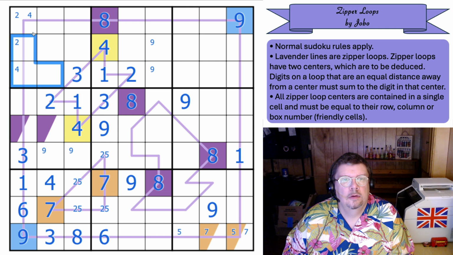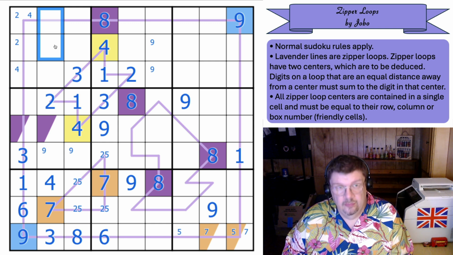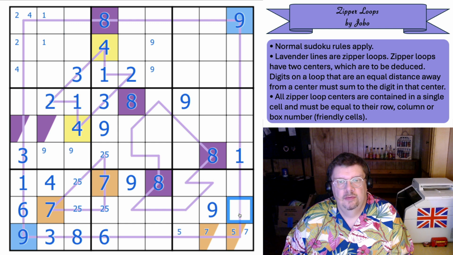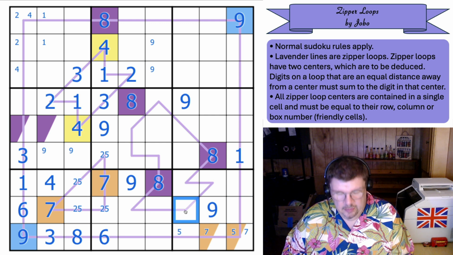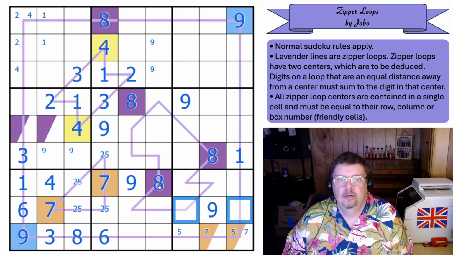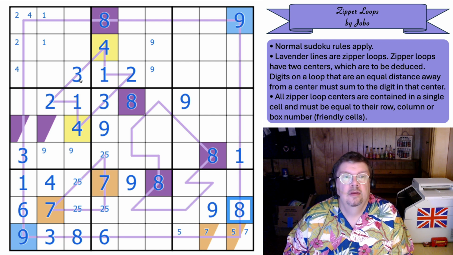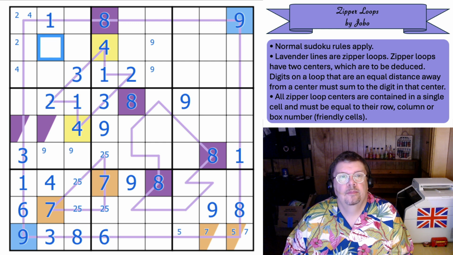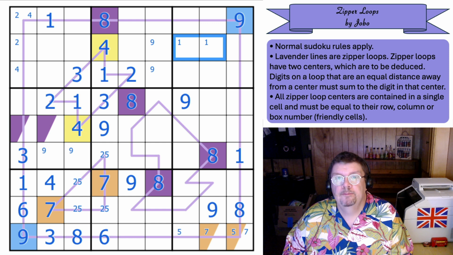Right. Right, I have a 1 in one of those two. If this were 1, that would be 8. In fact, where does 8 go in this box? By sudoku, it must go here or here, but it can't go on its own loop. So that's an 8. So that is a 1.